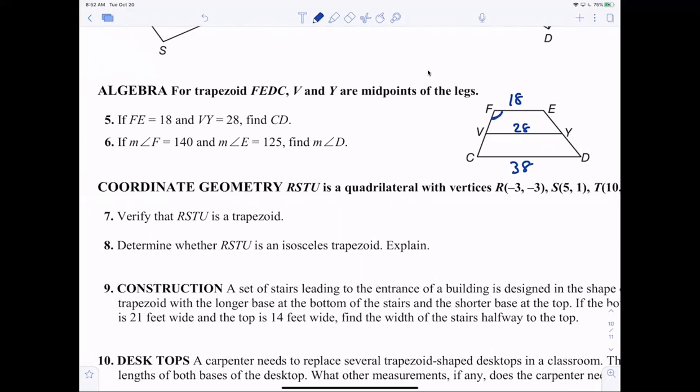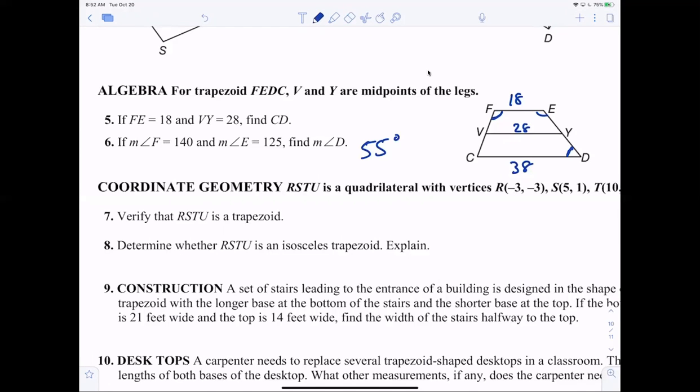Measure of angle E is 125. What's the measure of angle D? 125 minus 55... Yeah, I think it's 55 degrees. Everybody agree with that?